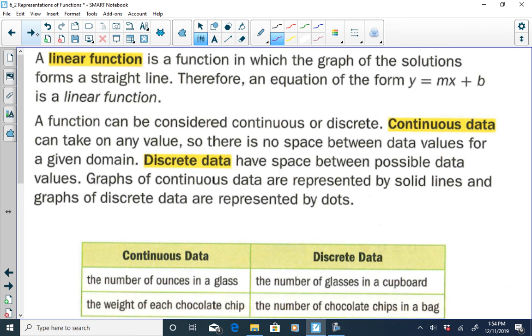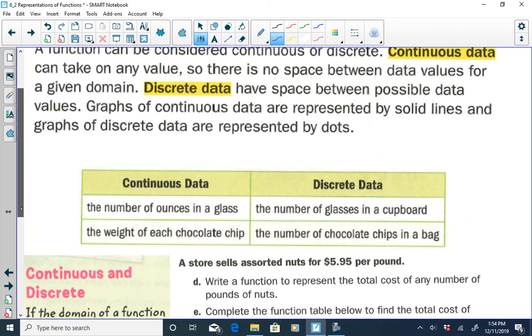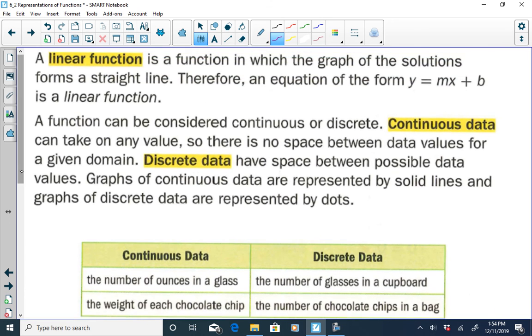Next, we talk about linear functions being discrete and continuous. We've talked about this earlier, but I just included the slide for the lesson. Well, a linear function is a function in which the graph of the solutions form a straight line. Therefore, an equation of the form y = mx + b is a linear function.